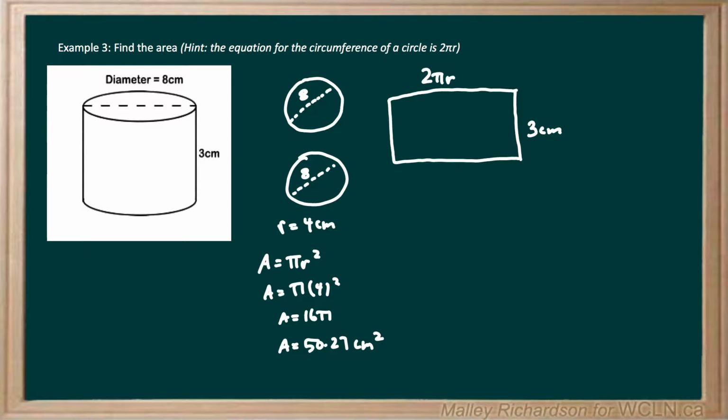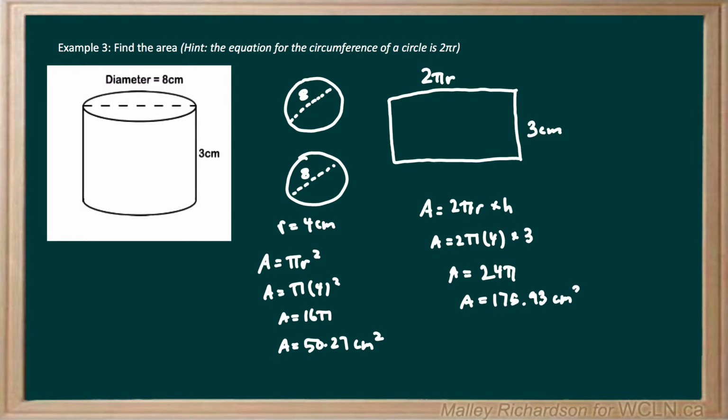So now we want to find the area of our side piece. The area for this is going to be our top length, which we found to be 2 pi r, times our height. So our area is going to be 2 times pi times our radius of 4 times the height, which is 3. 2 times 4 times 3 gives us 24, and we multiply that by pi, and we get our area equaling 175.93 centimeters squared.